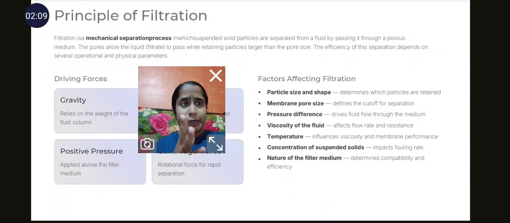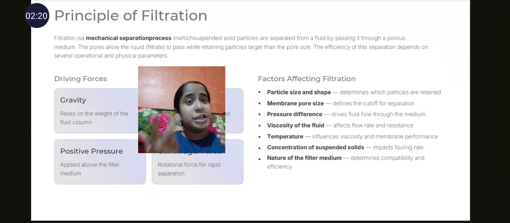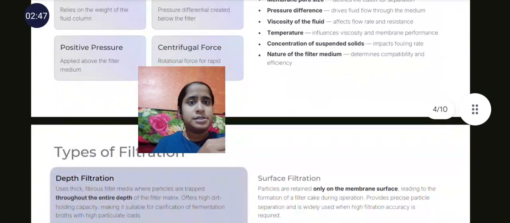If we talk about the factors affecting filtration, there are many factors that affect the filtration process, like particle size, membrane pore size, pressure difference, viscosity, temperature, concentration, and the nature of filter medium. How do particle size and shape affect the filtration? By determining which particles are retained. Then membrane pore size defines the cutoff for the separation. Temperature influences viscosity and membrane performance.